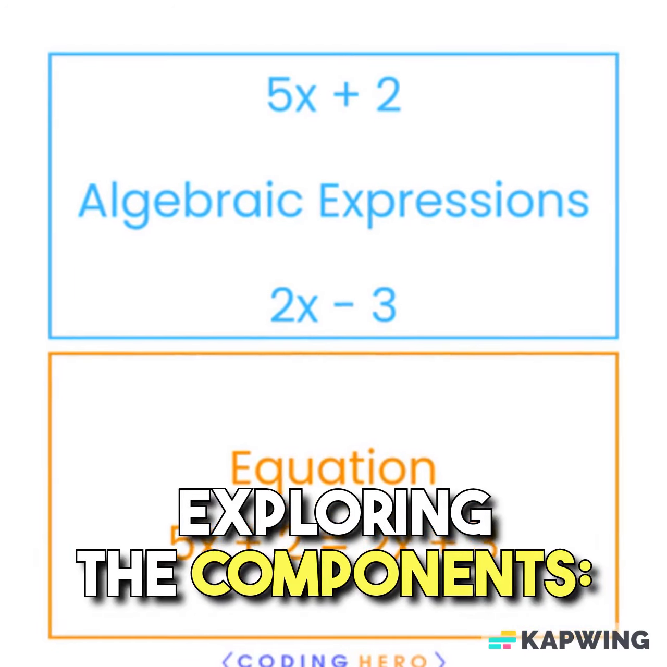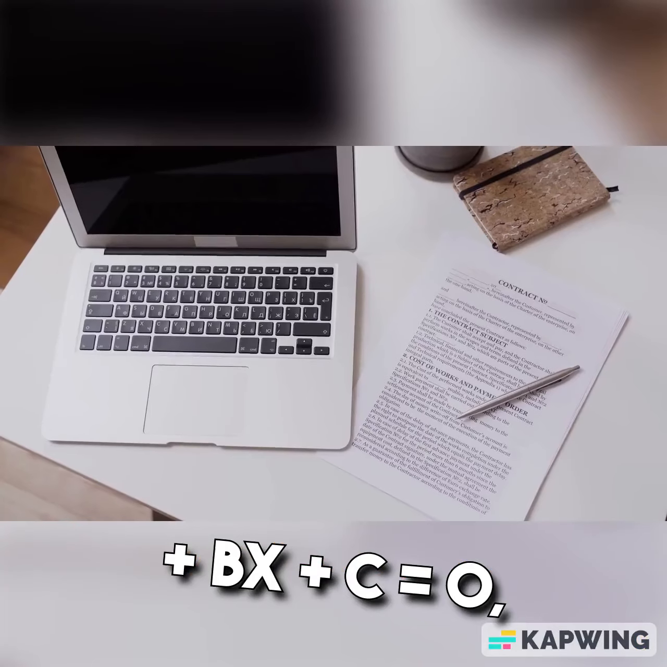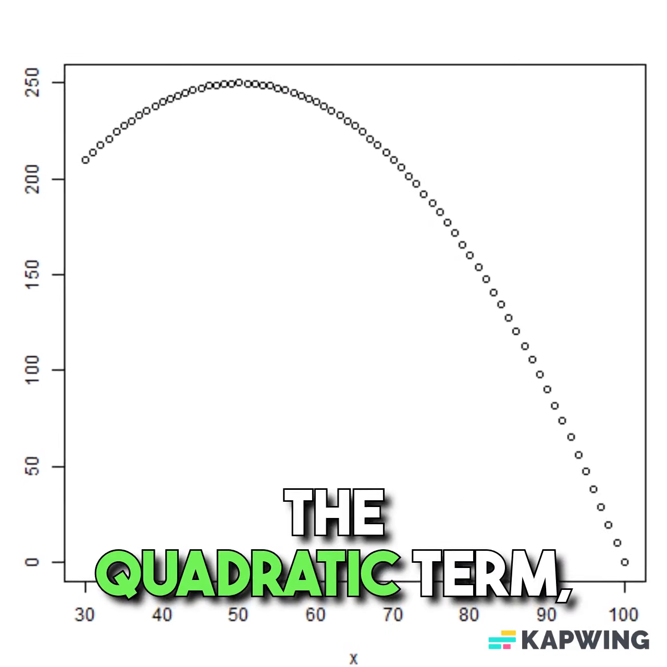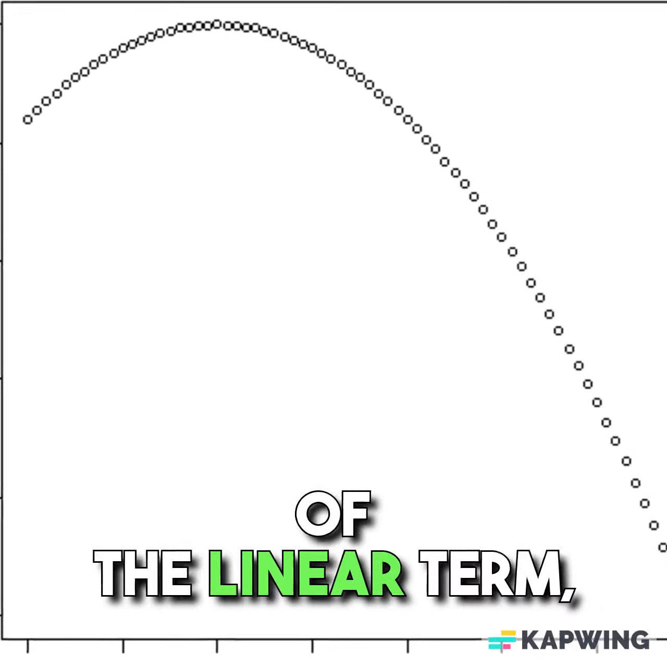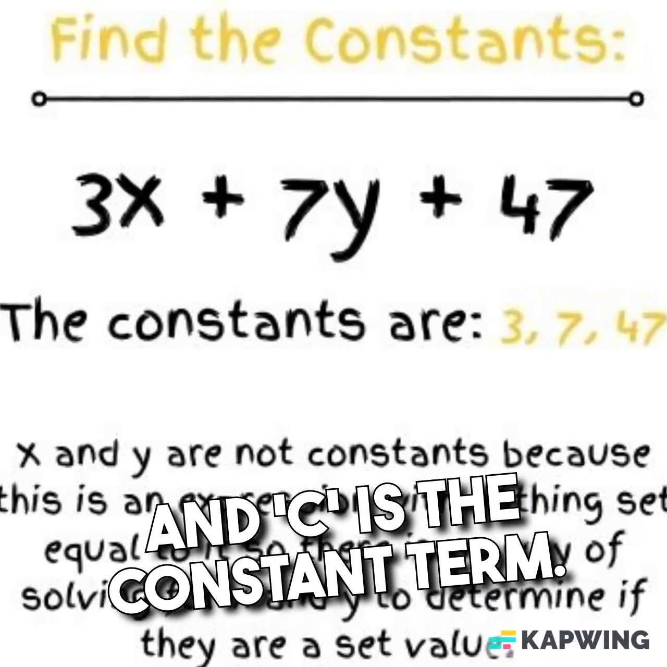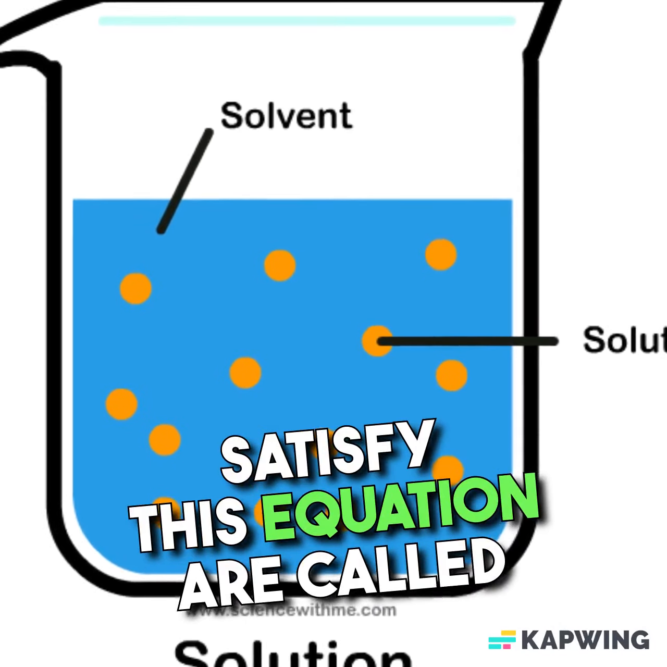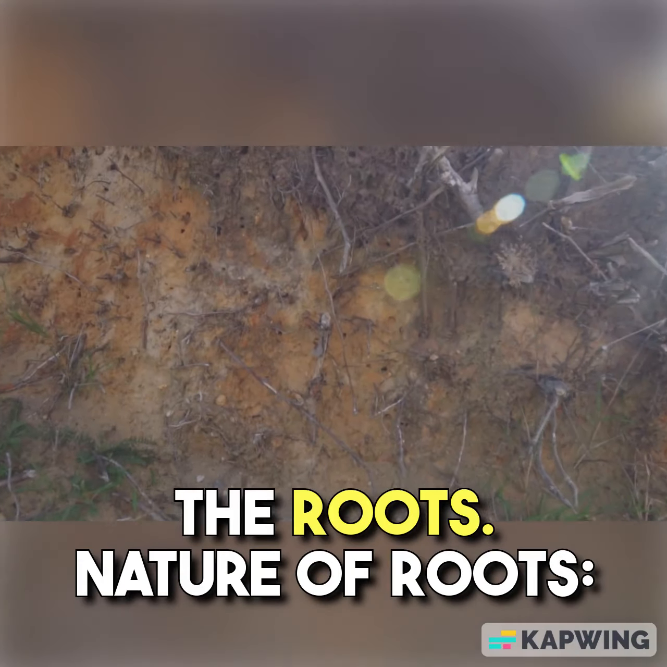Exploring the components. In the equation ax squared plus bx plus c equals 0, a is the coefficient of the quadratic term, b is the coefficient of the linear term, and c is the constant term. The solutions for x that satisfy this equation are called the roots.